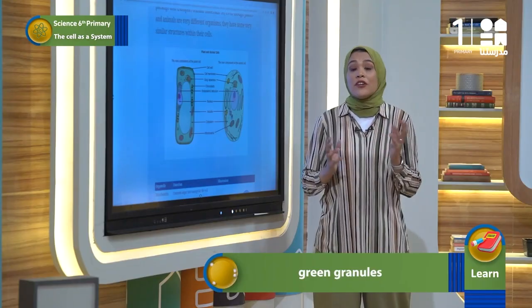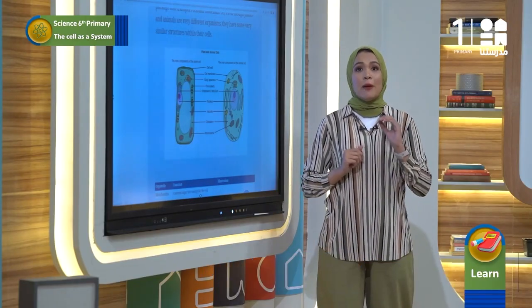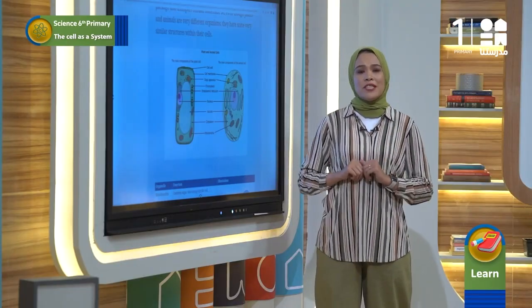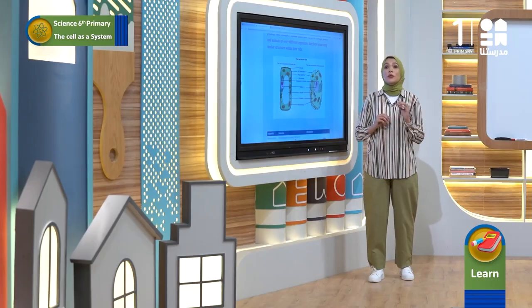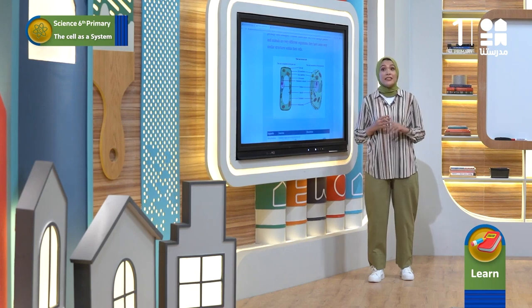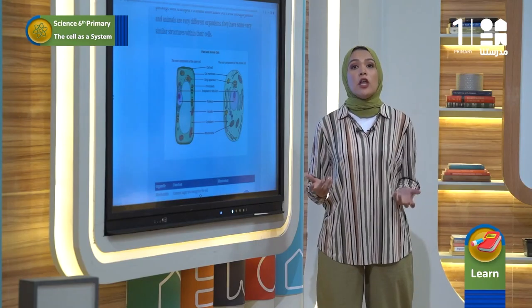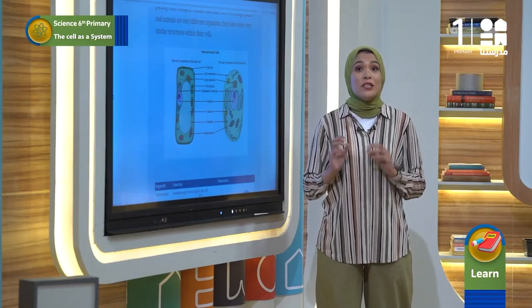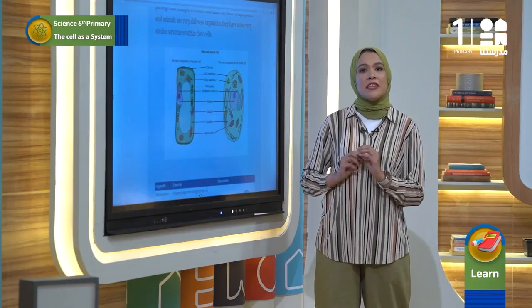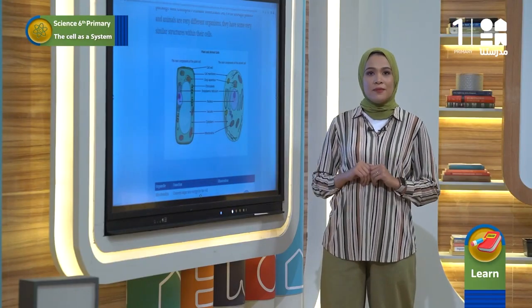These granules are green because they contain the pigment chlorophyll that absorbs the sunlight from the sun. Now let's go back to primary 5, when we learned that plants need sunlight, carbon dioxide, and water to make their food. So, chloroplasts are responsible for taking light energy to make sugars in the photosynthesis process. This is the main job of chloroplasts.